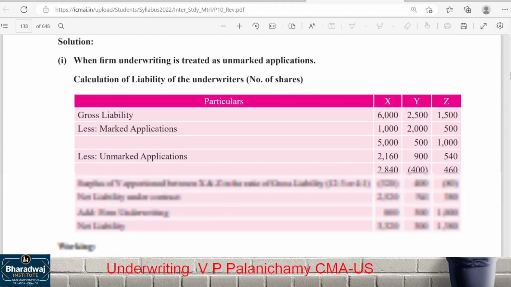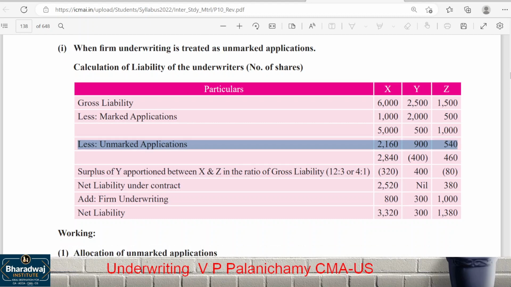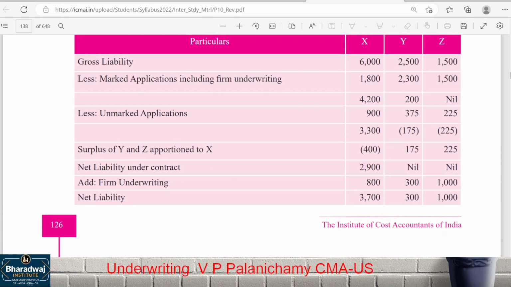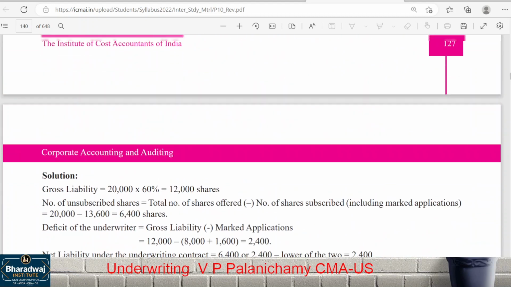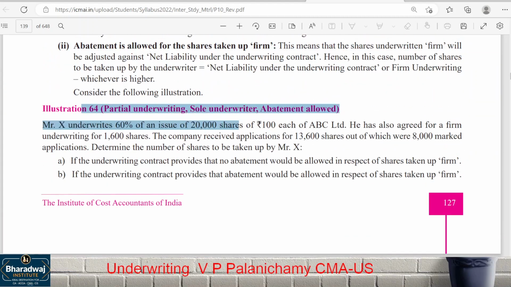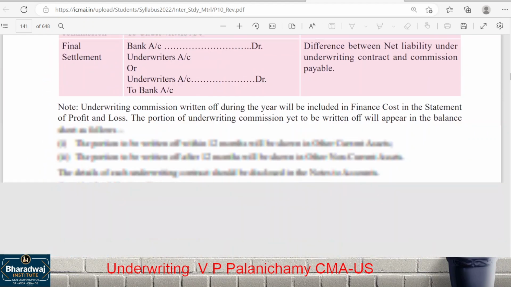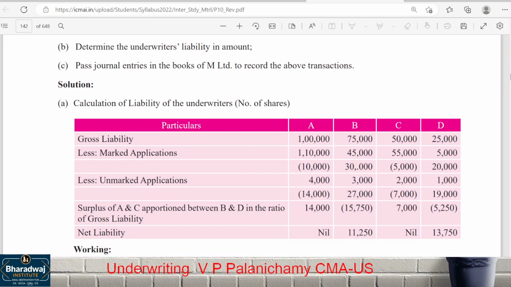This is similar to that: firm treated as unmarked, then firm treated as marked, and firm treated as unmarked, like that they would have given. You can go through them. It's a very good question. And you can also go through partial underwriting, where you can understand that particular concept. This kind of question can be tested.